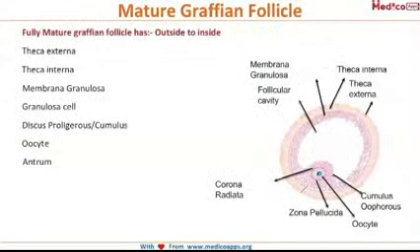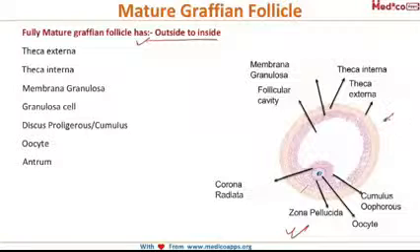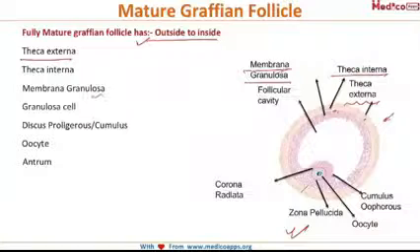So let me explain this by the diagram. You can see here, this is a mature Graafian follicle, and from outside to inside, let us see the layers. The theca externa is there. This you can see here, this is the theca externa. Then we have the theca interna inside it. Then there is a separating membrane, called membrana granulosa, the separating membrane between the theca cells and the granulosa cells. It is membrana granulosa.